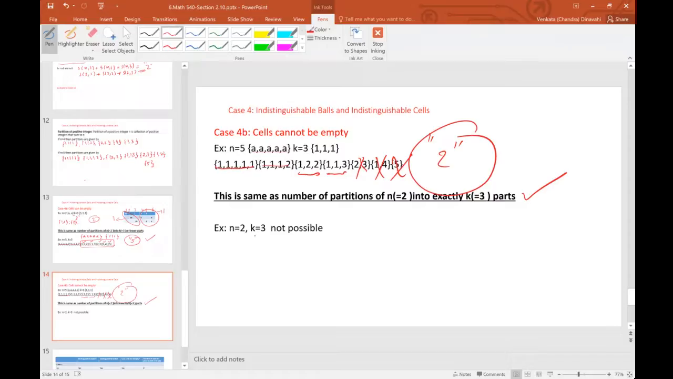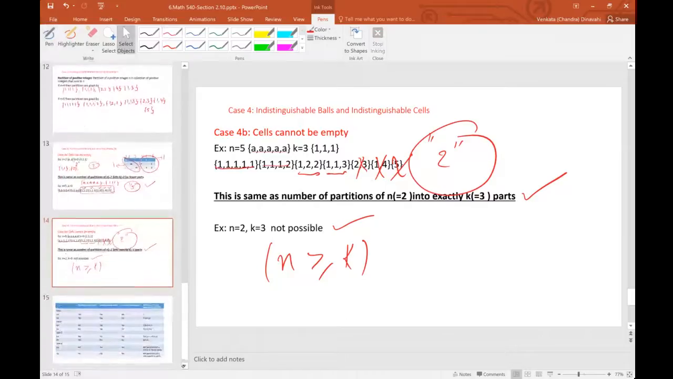So when n is 2 and k is 3, there are more cells than balls. I cannot do this because at least one of the cells is going to be empty. So always your n has to be greater than or equal to k. So case 4 is comparatively straightforward. Case 1 is very straightforward. Case 2 you need to do a little bit of work. Case 3, though it is a little bit crazy, you have the formula, so you can use it without using much of our brain.